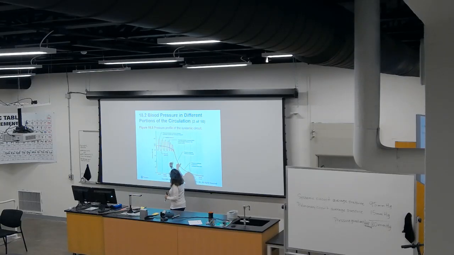changes. And then we can calculate the MAP, which is the mean arterial pressure. And then this mean arterial pressure drops so much in the arterioles and becomes almost null at the vena cava.